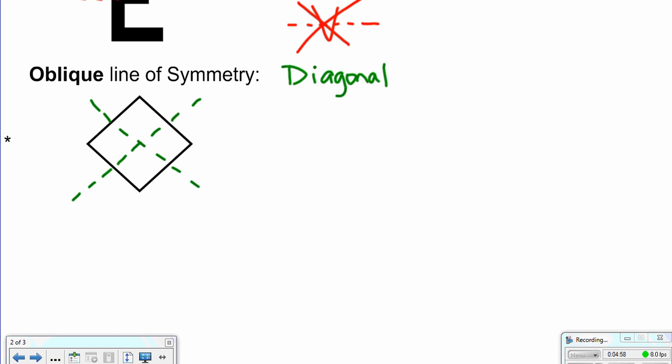Hopefully you notice that this shape also has vertical symmetry and horizontal symmetry.